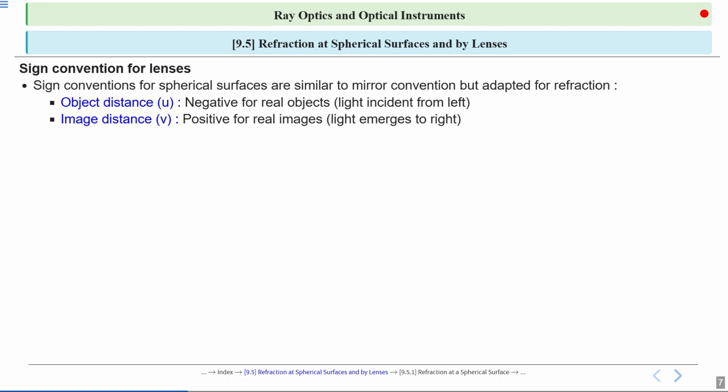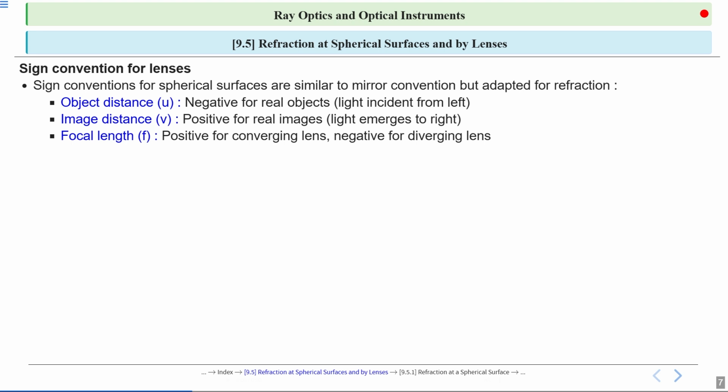So a real image in the case of lenses or spherical surfaces is formed on the other side of the lens. Image distance is positive for real images. This occurs when light emerges to the right. It is important to note this because it tells us where the image will form relative to the lens. In the case of a mirror, real images form in front of the mirror, but in the case of lenses or spherical surfaces, the real image is formed on the other side of the lens or spherical surface.